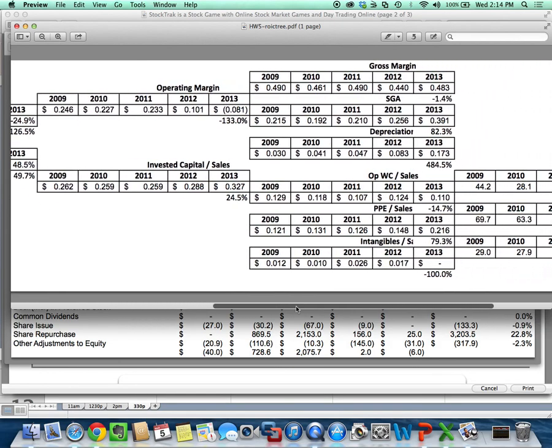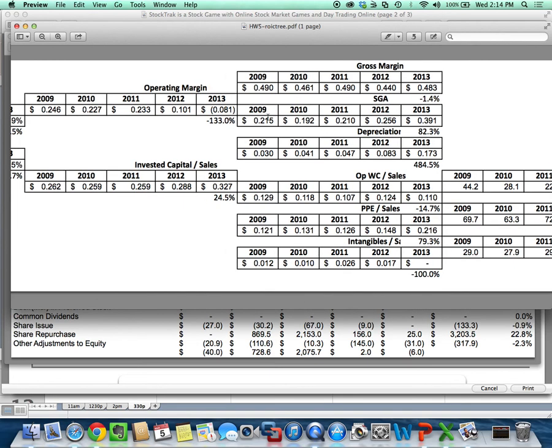Second level of analysis, what really hurt their margins? Their gross margin went down, but it only went from 49 to 48.3, only a 1.4% decline in their gross margin. What really hurt them was the big increase in SG&A. It went from 21.5 to 39.1, an 82% increase in SG&A spending. And their spending on depreciation went from 3 cents to 17 cents, a 485% increase in depreciation. Those are the 2 factors that really hurt their operating margin.